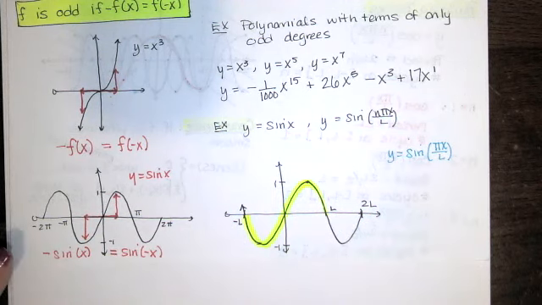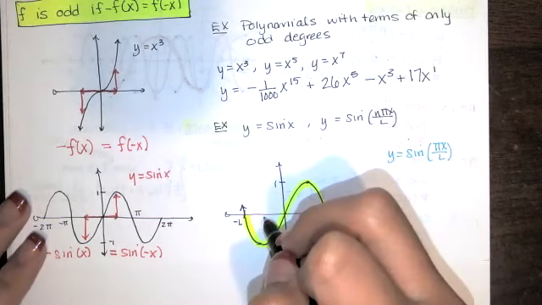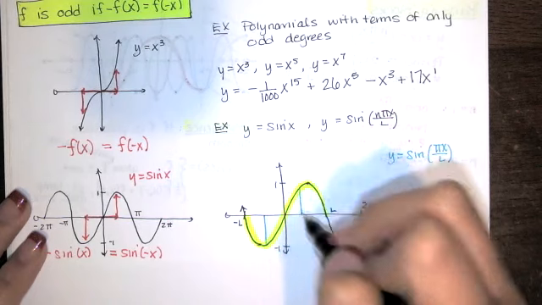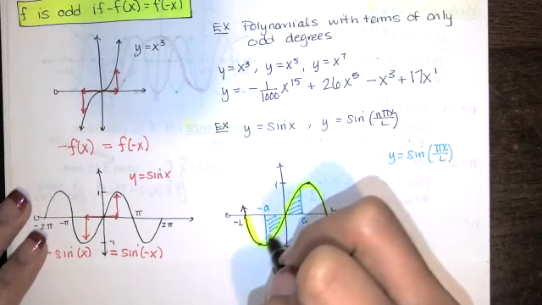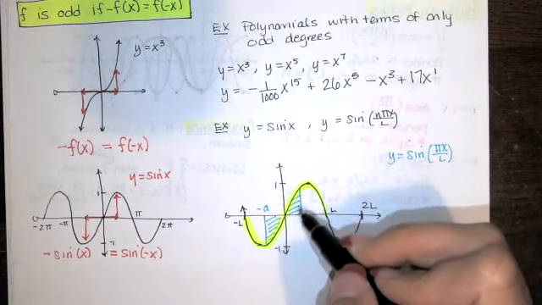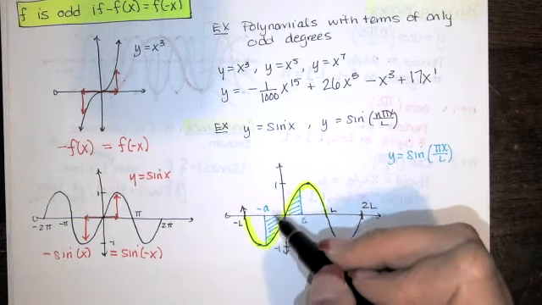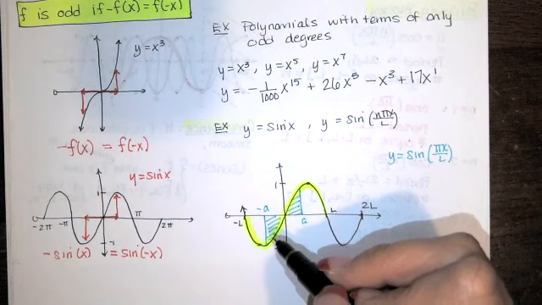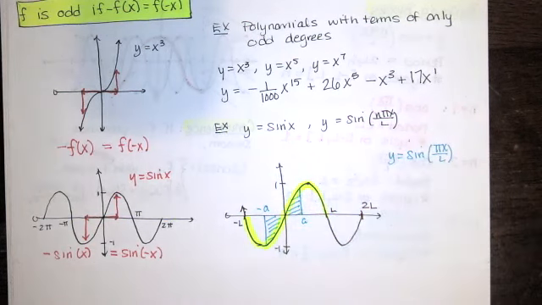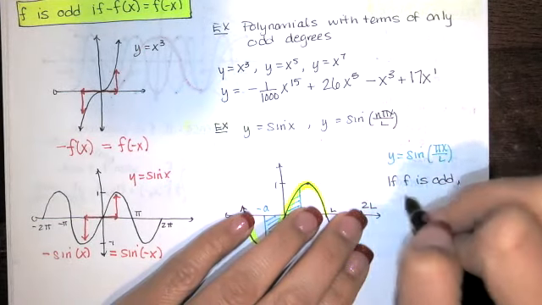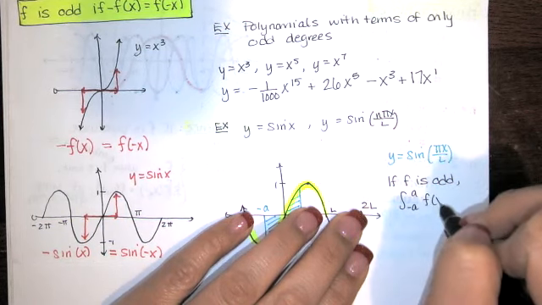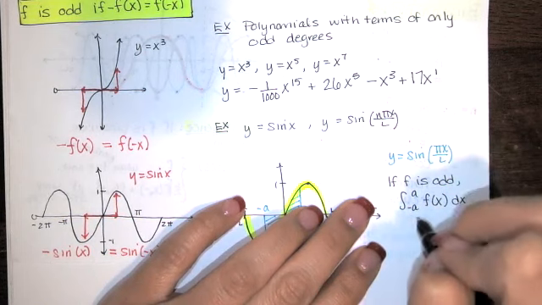Now, if I find the area under these curves from, say, negative a to a, the area above the x-axis on this side is matched by area below the x-axis on the opposite side. Because that happens, whenever we take the integral of an odd function over a symmetric interval like negative a to a, we always get 0. So we'll say if f is odd, then the integral from negative a to a of f of x is equal to 0.